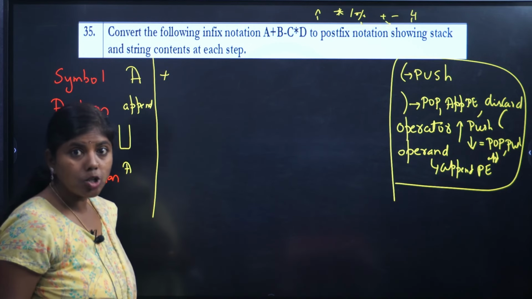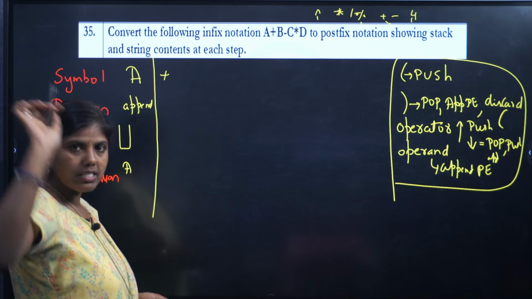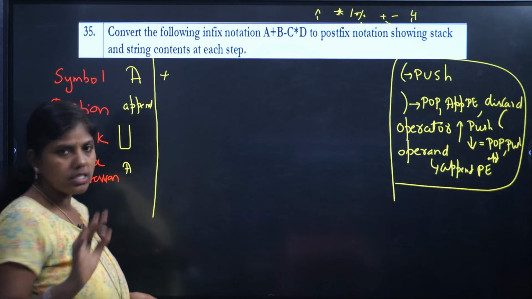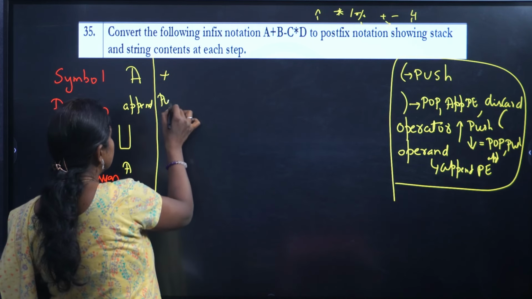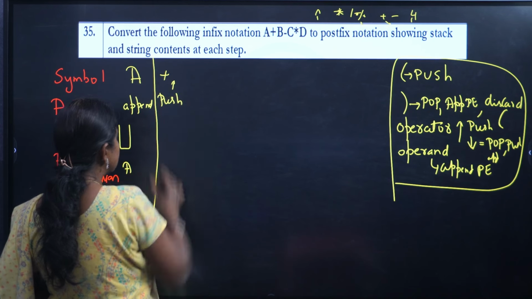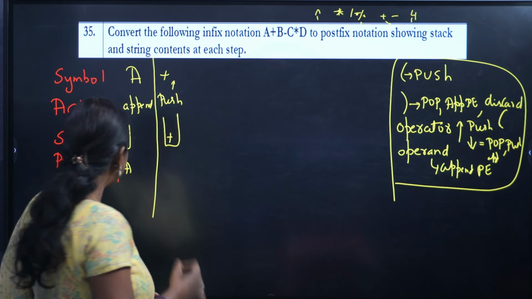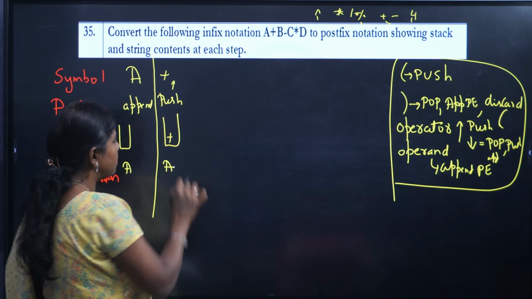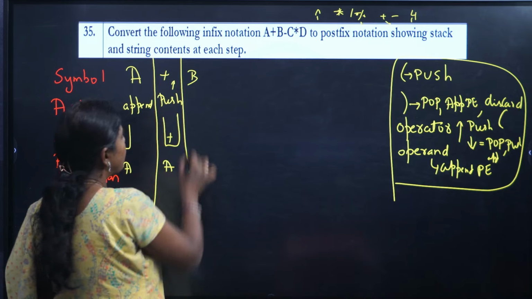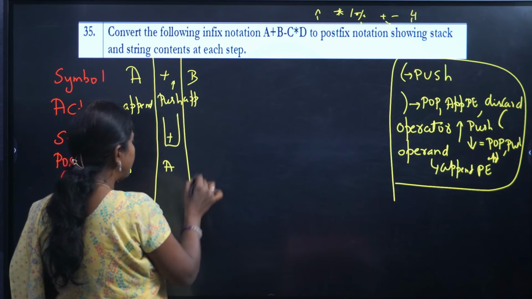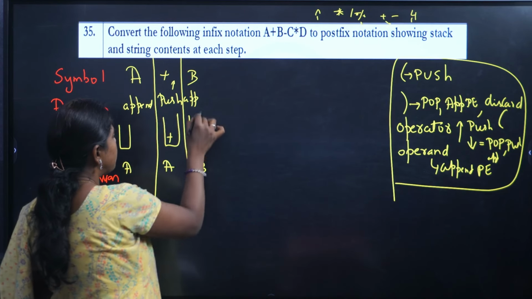When I get plus, plus is an operator, check the precedence with the stack operator. Nothing is there in the stack, so you just push to the stack. I check for the precedence, it has higher precedence, so I'm going to push to the stack. Then what do we have? The postfix expression remains the same, A only. Then we have B. B is an operand, which means I have to append it. Append where? To the postfix expression, and the stack remains the same, plus only.